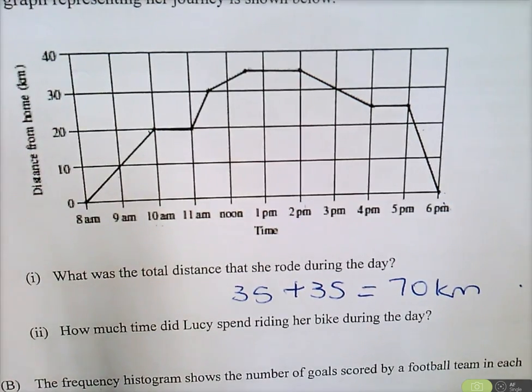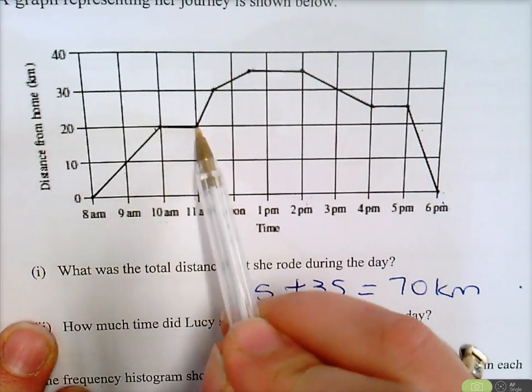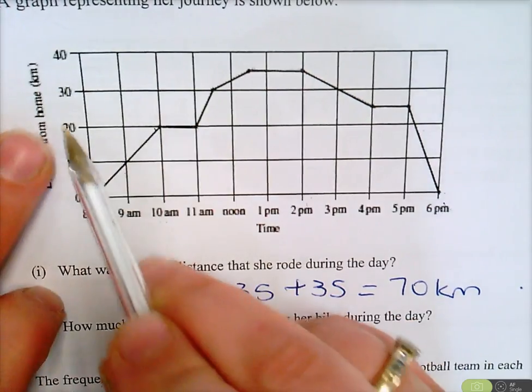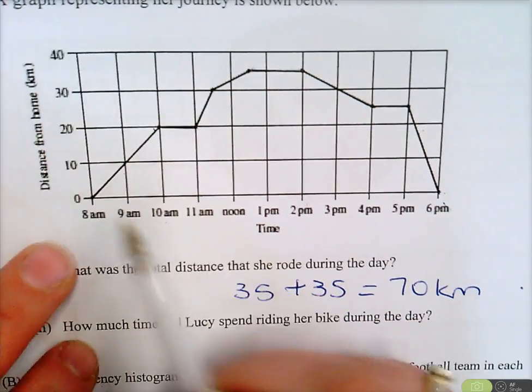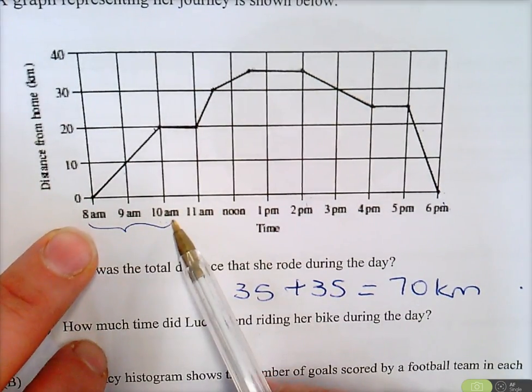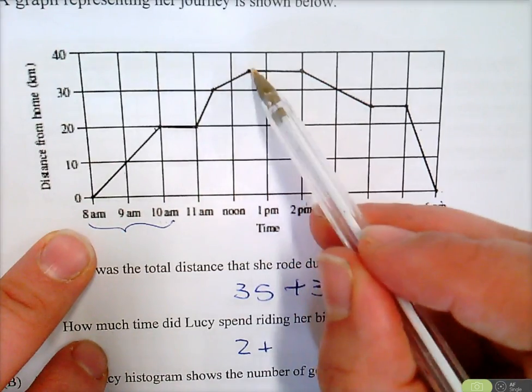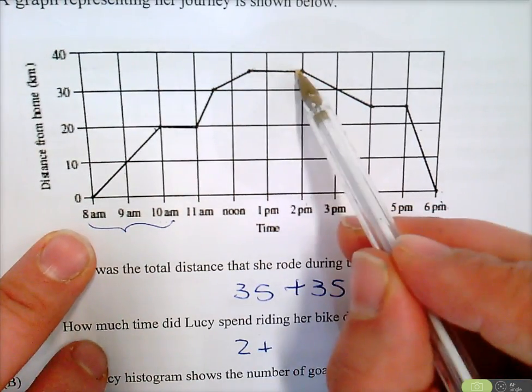Well, no, she did have a break. But she's not saying the whole day. Here, she's not moving. Between 10 and 11, she's still 20 kilometres away from home. So she's moving from 8 till 10. Got it? That's 2 hours. And she's moving in all these bits. But when it's flat, she's not moving.